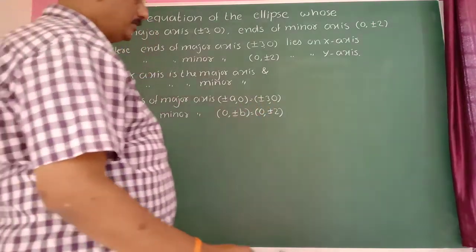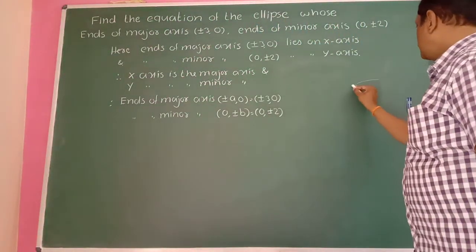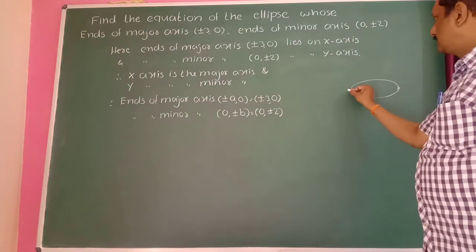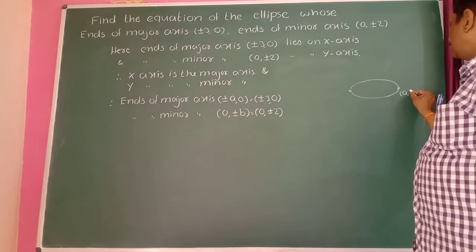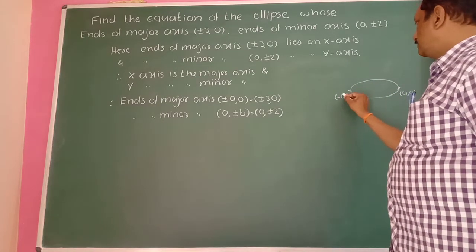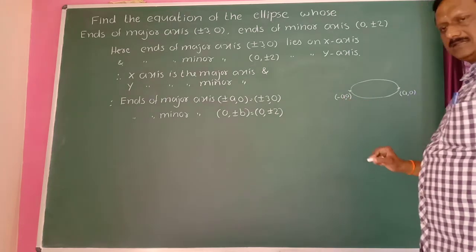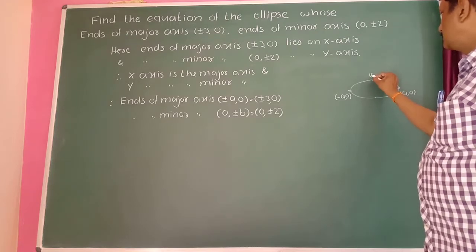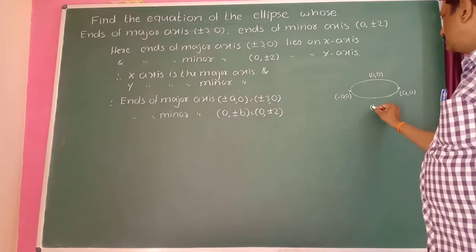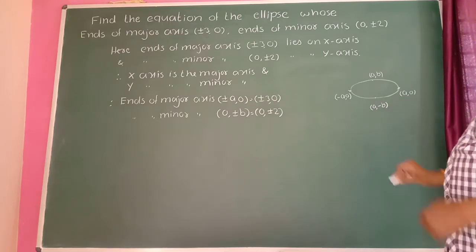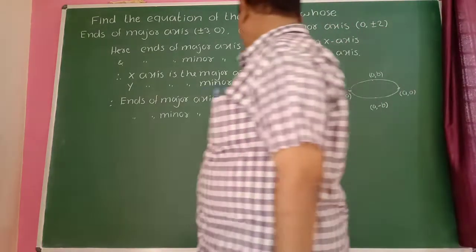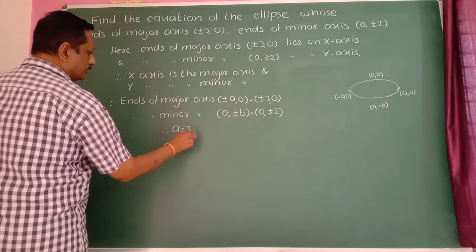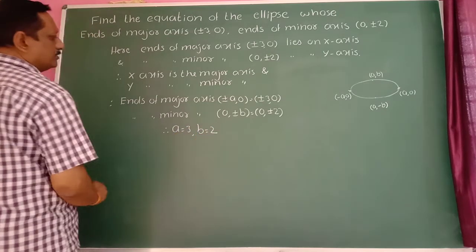Okay. So here the x-axis is the major axis, the y-axis is the minor axis. So these are ends of the major axis here: a, 0 and minus a, 0. These are also called vertices. Then ends of the minor axis: one coordinate is 0, b and the other one is 0, minus b. Therefore a is equal to 3 and b is equal to 2.